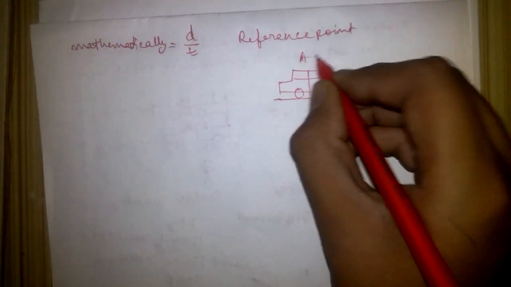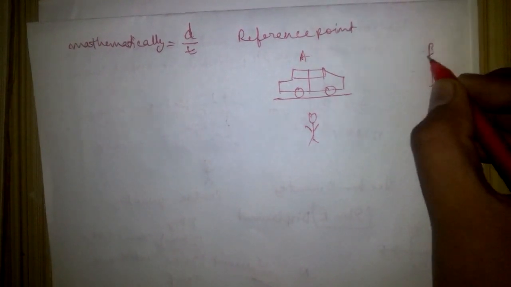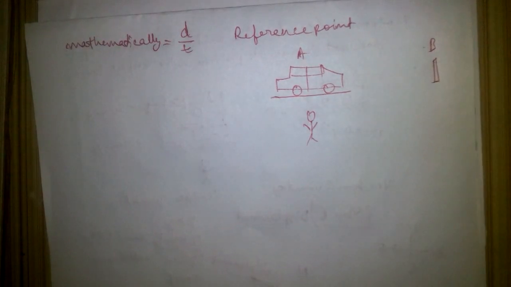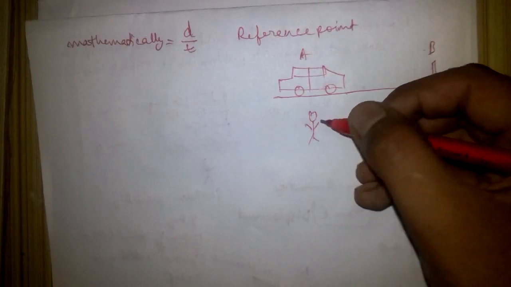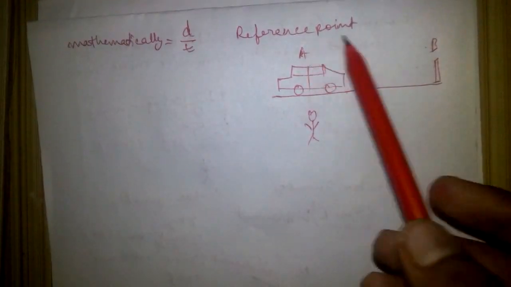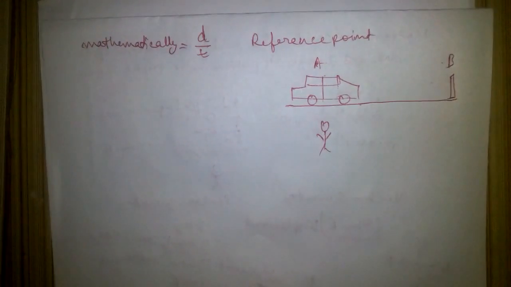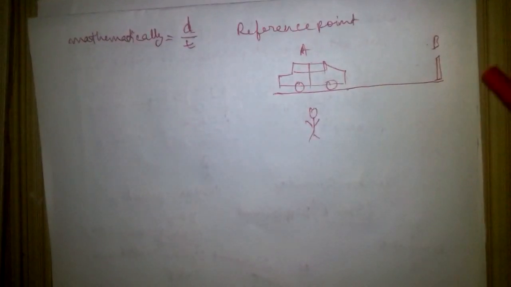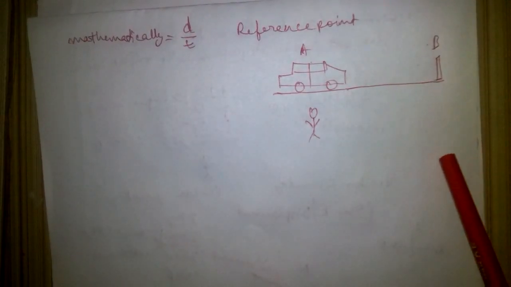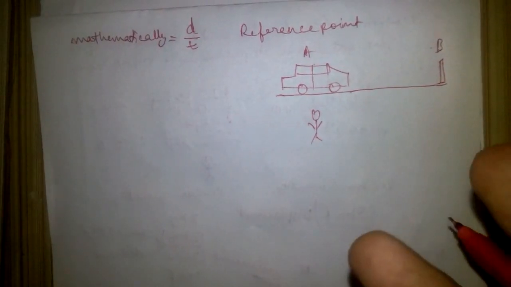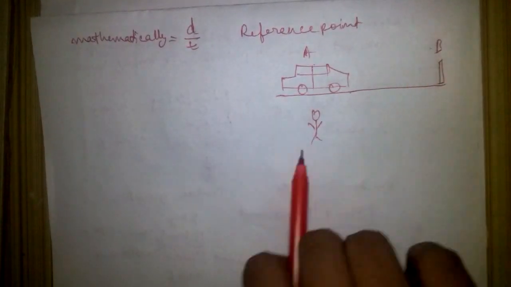Suppose this is a car at point A, and here is a pole at point B, and the car has to reach the pole. Suppose you are talking with this man and you ask where car A is going. The man will tell you that A is going to the point B. So in this case the reference point is B, because here the car is in motion with respect to B. So the motion can be studied from two places: the first is the reference frame and the other is the reference point.